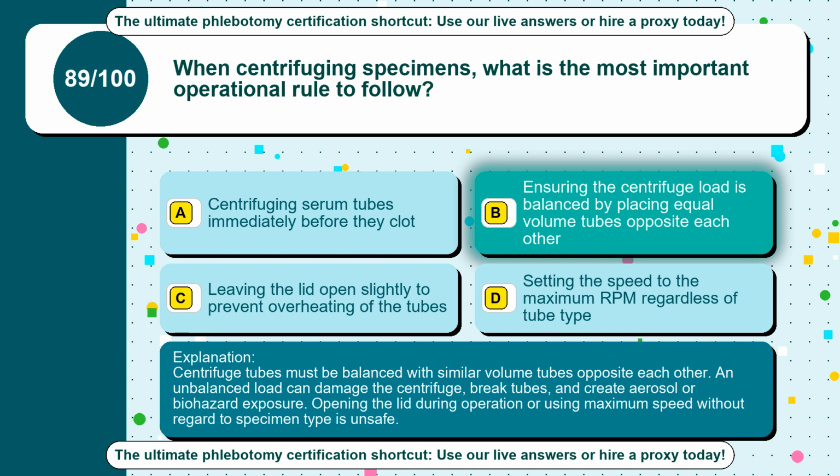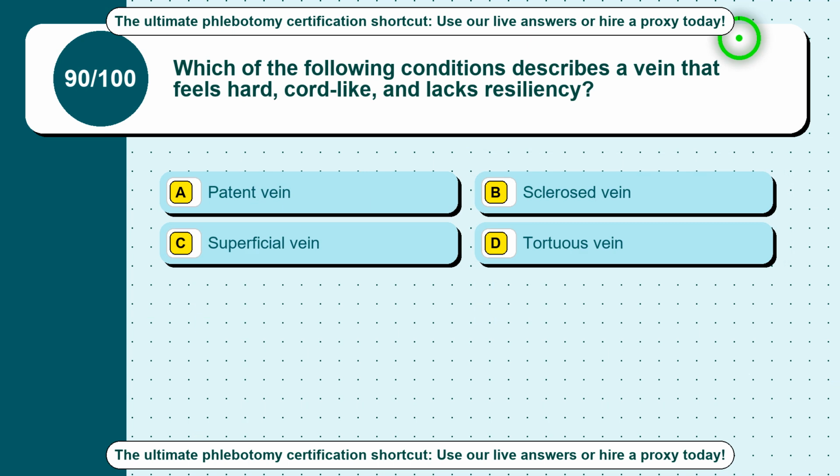Centrifuge tubes must be balanced with similar volume tubes opposite each other. An unbalanced load can damage the centrifuge, break tubes, and create aerosol or biohazard exposure. Opening the lid during operation or using maximum speed without regard to specimen type is unsafe. Question 90. Which of the following conditions describes a vein that feels hard, cord-like, and lacks resiliency?